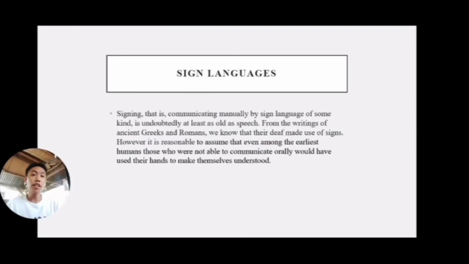The next non-verbal example is sign languages. Signing, that is communicating manually by sign language of some kind, is undoubtedly at least as old as speech. From the writings of ancient Greeks and Romans, we know that they made use of signs. However, it is reasonable to assume that even among the earliest humans, those who were not able to communicate orally would have used their hands to make themselves understood.